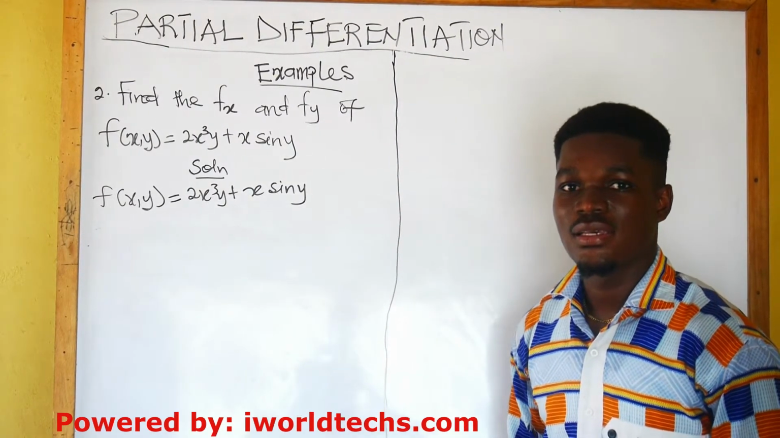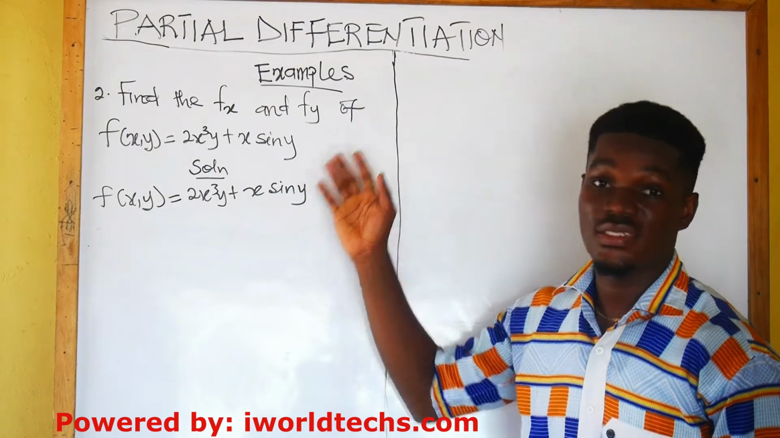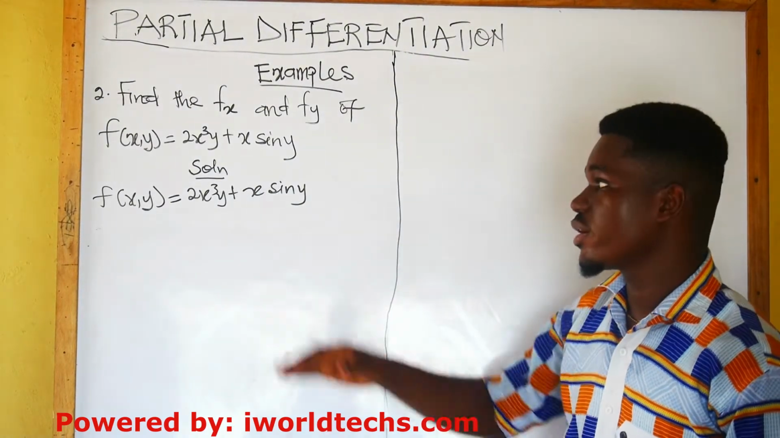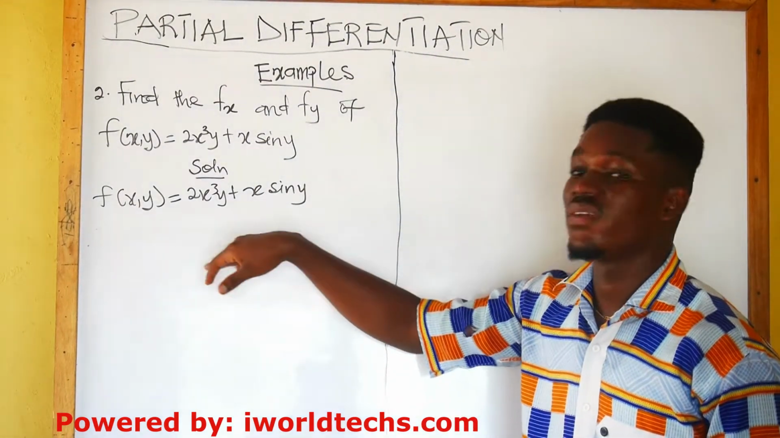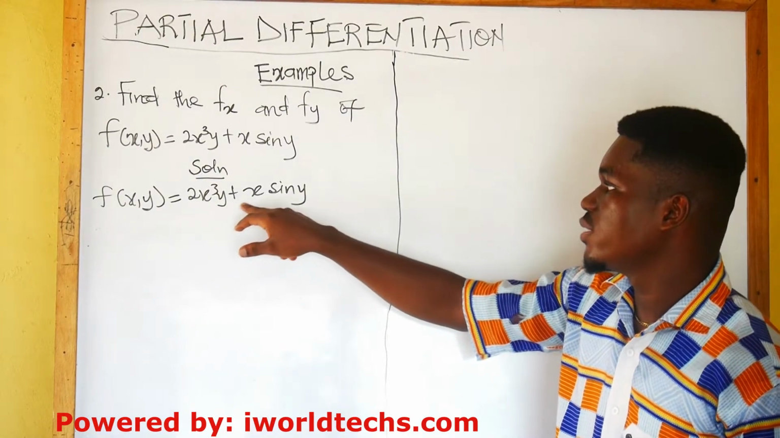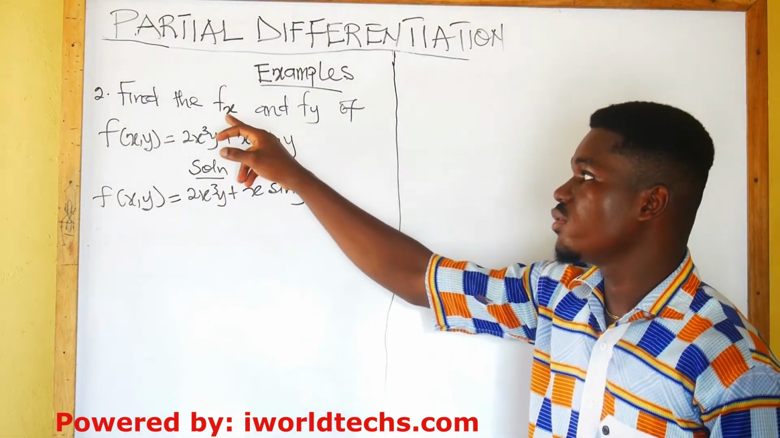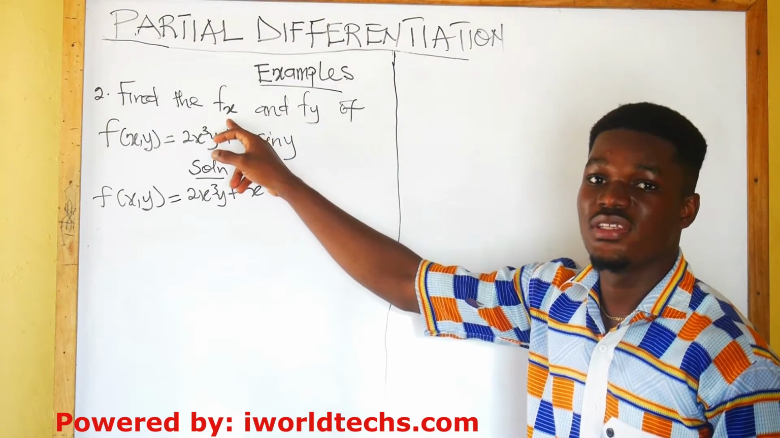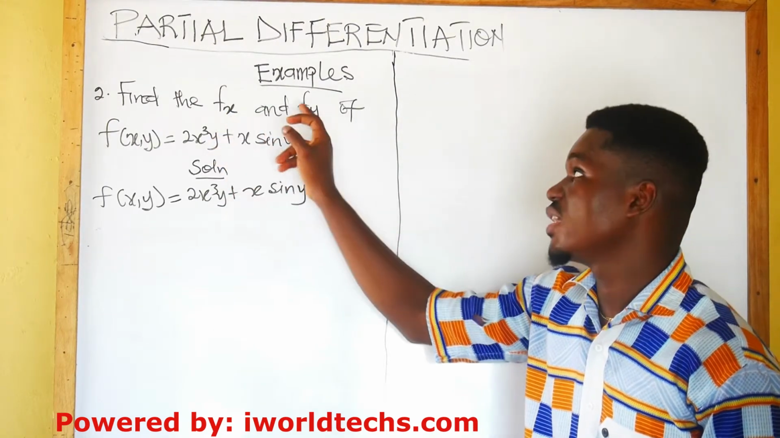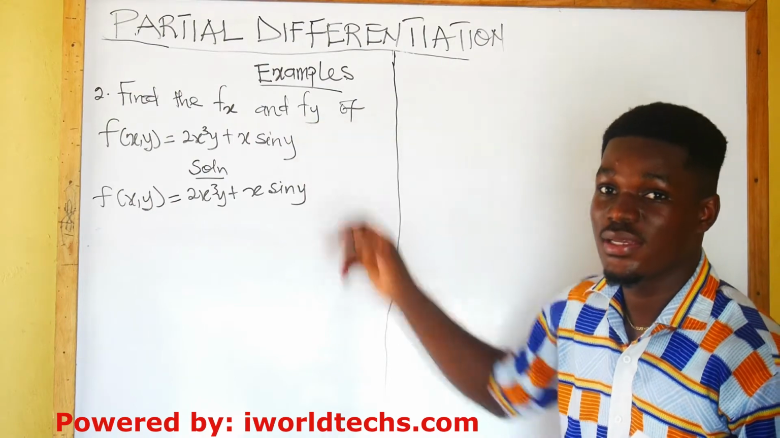Hello guys, here is our example 2 in partial differentiation. We are given another multivariate function, 2x cubed y plus x sine y. We are told to find the partial derivative of this function with respect to x and with respect to y.